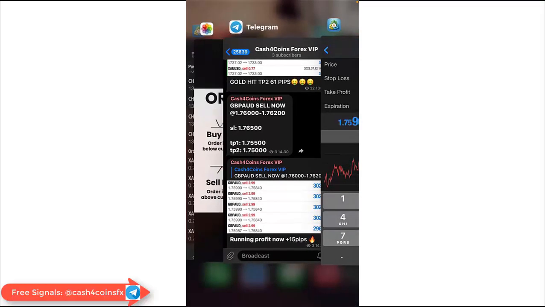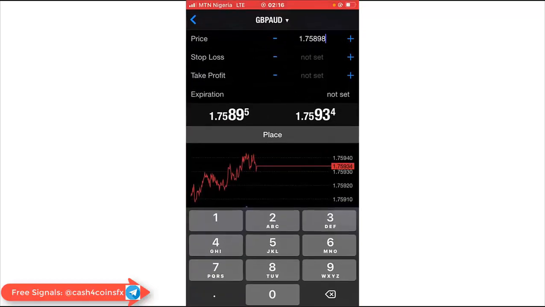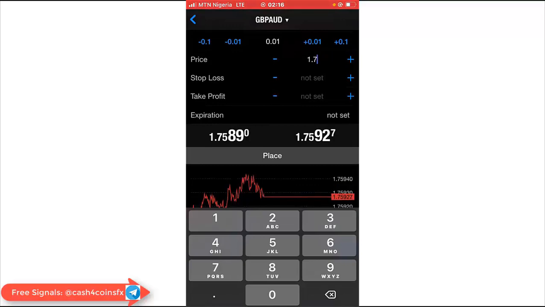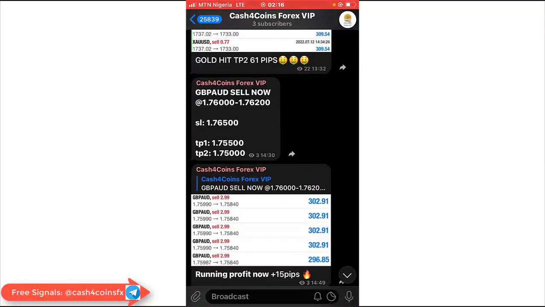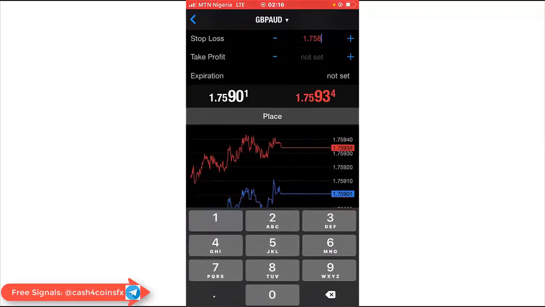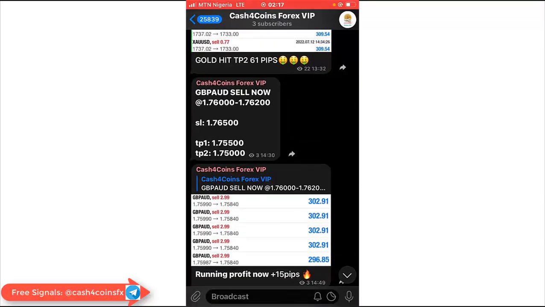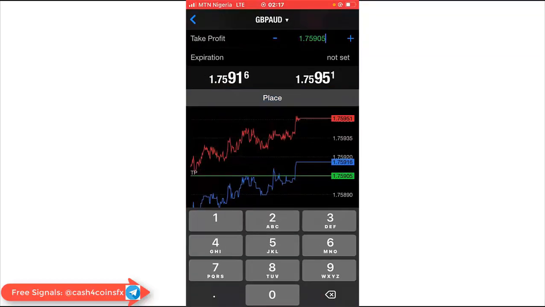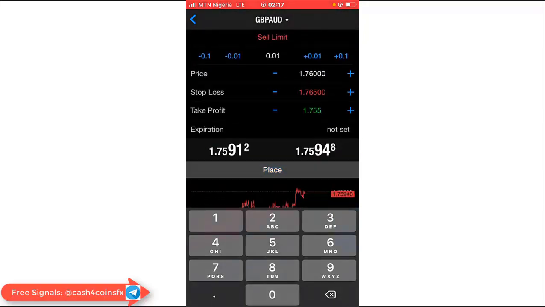Let's check the sell limit. We are selling between 1.76 to 1.762, which is above the market price. 1.76. What is the stop loss? We can just put the stop loss together. The stop loss is 1.765. And then let's take the first TP. The TP1 says 1.755. And then we click on place trade.